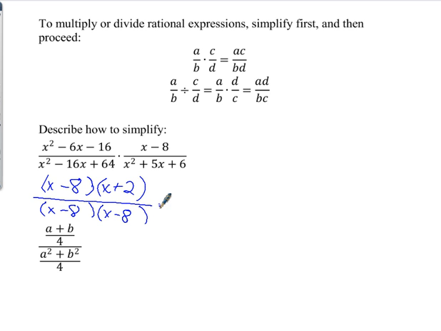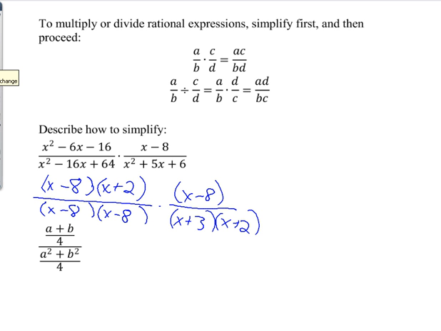Times, on the right-hand side, x minus 8, does that factor? No. I'm going to put it in parentheses just for fun. Does the bottom factor? Yeah, into what? X plus 3, x plus 2. Okay, now it's all nice and factored out. You guys would still be FOILing the top at this point, but we are one step away from being done.